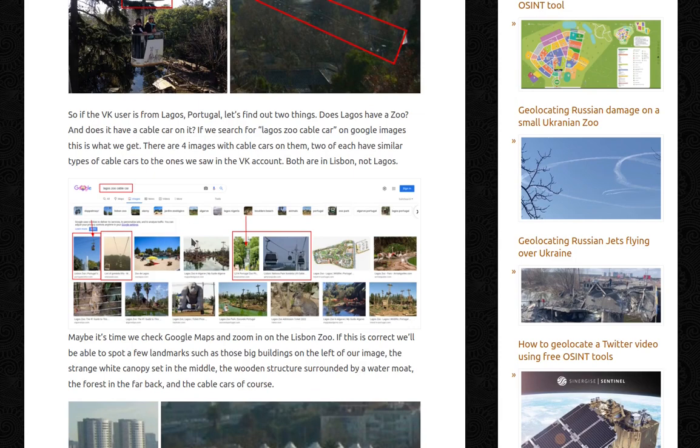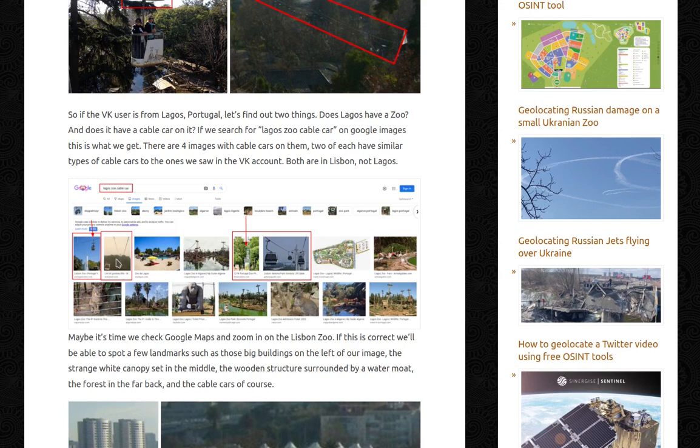So if the VK user is from Lagos, Portugal, let's find out two things. First, does Lagos have a zoo? Second, does it have a cable car on it? If we search for Lagos Zoo cable car, right there at the top on Google Images, this is what we get.